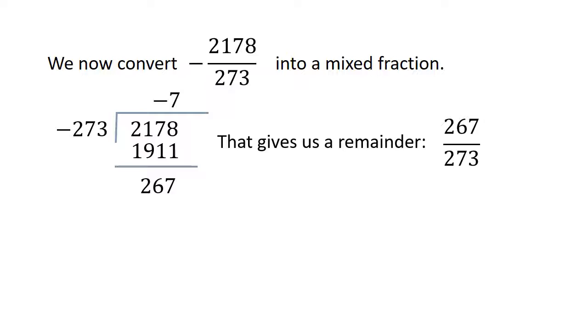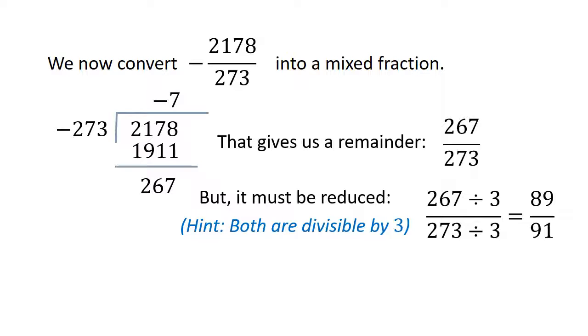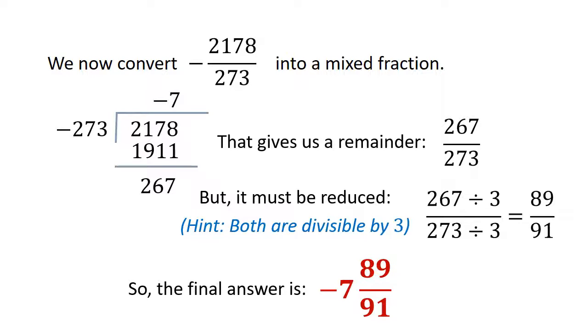Well, the question then becomes, can this be reduced? And the answer is yes, it can be reduced, and it may take a little bit of trial and error, but you will find that both are divisible by 3. So let's divide top and bottom by 3, and we get the reduced fraction of 89 over 91. So the final answer is negative 7 and 89 over 91. And when you put that on your paper, you'll get all the points, and you'll get a gold star. Wasn't that fun?